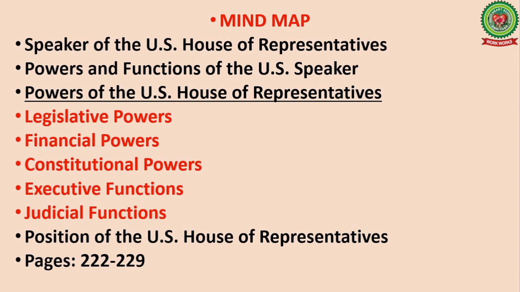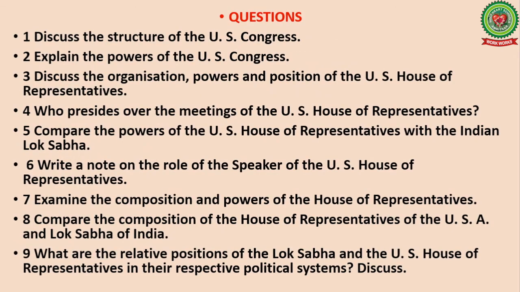Now, I will discuss the topic related questions. The questions are: discuss the structure of the US Congress. Beta, here you will tell about both the houses, lower house, US House of Representatives, upper house, Senate. Then you will talk about their composition, everything. The second is: explain the powers of the US Congress. Here you will talk about all five powers which I have just told you: legislative powers, executive powers, judicial powers. These all five powers you will talk about.